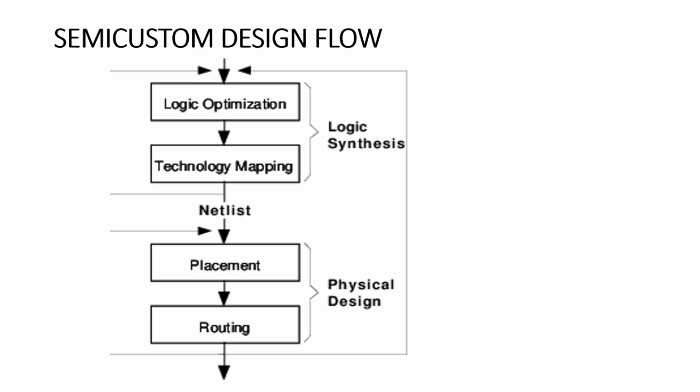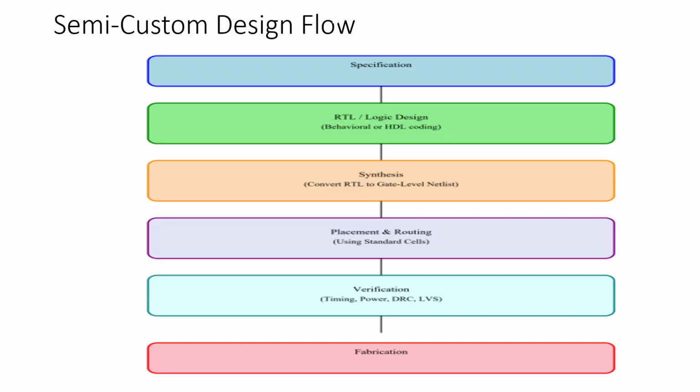This is the semi-custom design flow: logic optimization, technology mapping, then creating the netlist, then placement and routing. Placement and routing constitute physical design, and logic optimization and technology mapping are the logic synthesis steps. The overall flow is: specification, RTL design, synthesis, placement and routing, verification and fabrication.